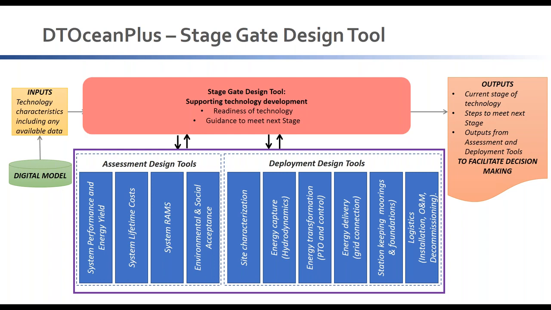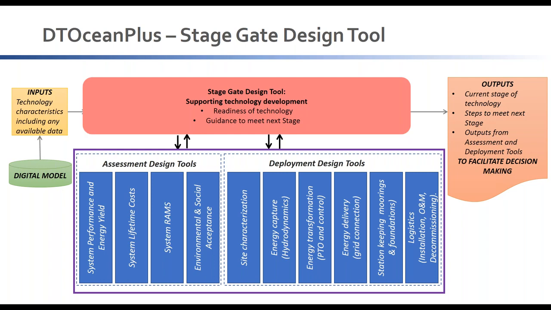So for example, at an early stage, the assessment design tools, those first 4 boxes on the left-hand side, could be the tools that you're most likely to use. So that's the system performance and energy yield, the lifetime costs. We've got RAMS there, so that's reliability, availability, maintainability, and survivability, and environmental and social acceptance. At this earlier stage, the stage gate design tool would use whichever combination of those tools are necessary to make a decision about a technology.